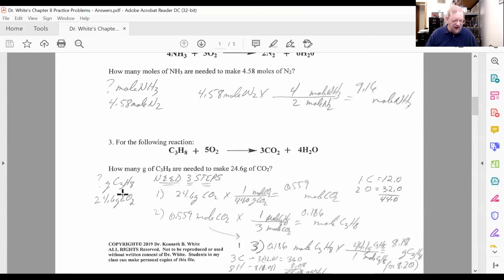Now, for this one, we're trying to get grams of propane, and we're given grams of carbon dioxide. First step, we go from grams of CO2 to moles of CO2. Again, first step, grams to moles of whatever you're given. So I have these grams. I want to go to these moles. How do I do that? Well, I use my good buddy unit analysis. Whatever I'm trying to get to goes on top of the ratio. Whatever I'm trying to get rid of goes underneath.